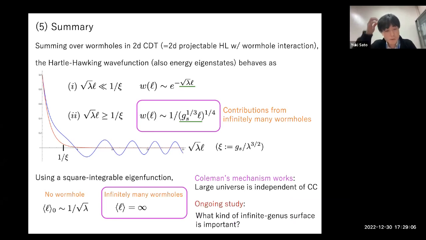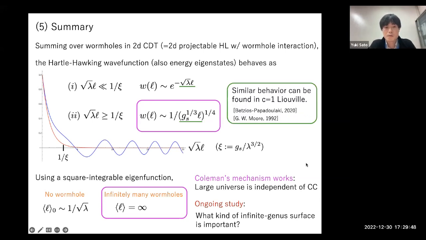And there is one ongoing study. So we have learned from these studies that this sort of fluctuating, oscillating behavior of the Hartle-Hawking wave function is caused by the infinitely many wormholes. So then what kind of infinite genus surface is important in this case? This is one interesting mathematical question.